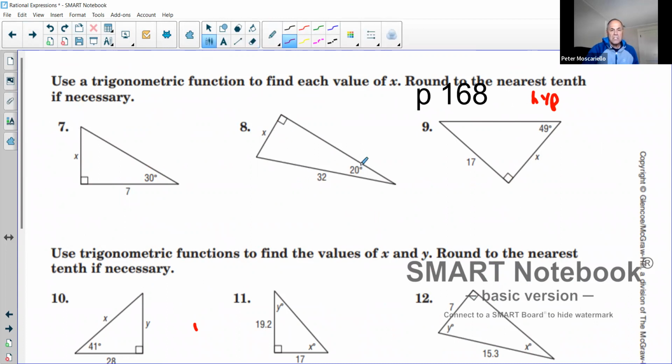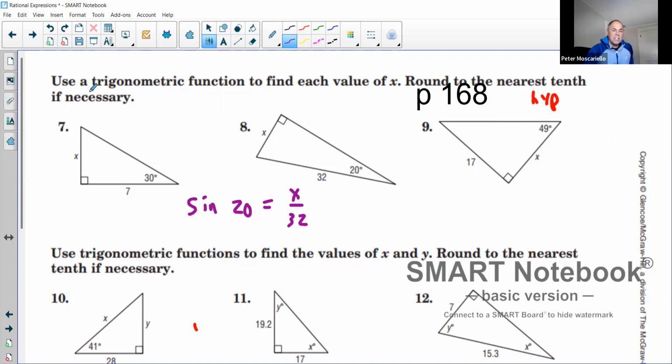So for this, oh, this one's finding a side. Okay. So here we have the angle, we have opposite, and we have hypotenuse. So that is sine, right? So here we write sine 20 equals x over 32.